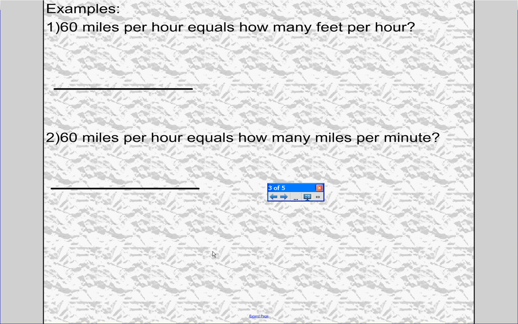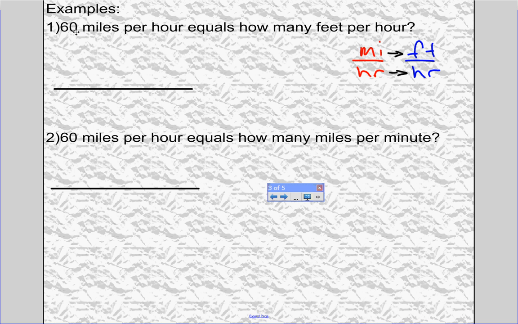All right, so let's look at our first example. 60 miles per hour equals how many feet per hour? So one thing that's helpful is to look at the units. 60 miles per hour. Miles per hour, that's miles over hours. Feet per hour, that's feet over hours. And you can see we're going from miles to feet and hours to hours. So we don't need a conversion factor for the bottom one because we're not changing the time. We're keeping the hours. But we do need a conversion from miles to feet.